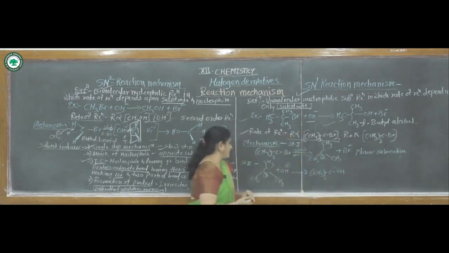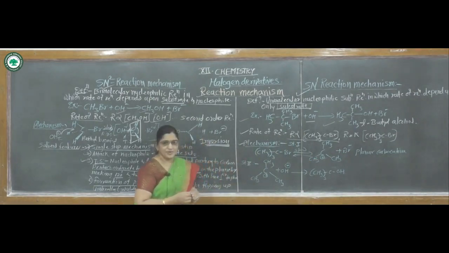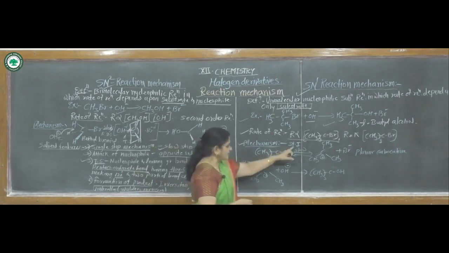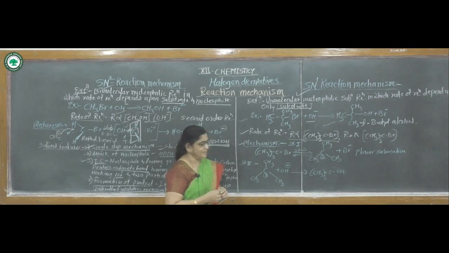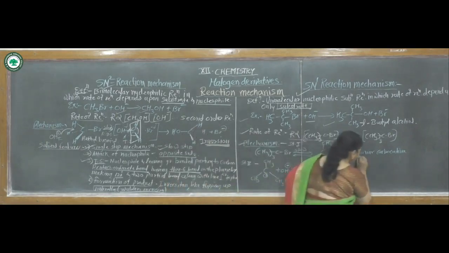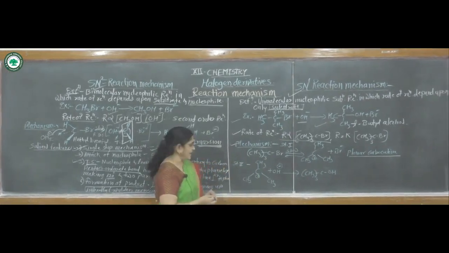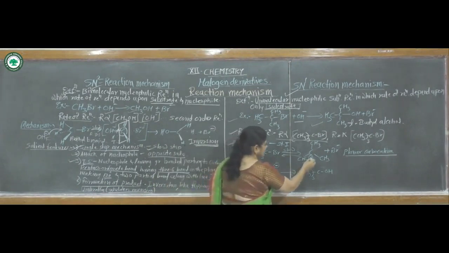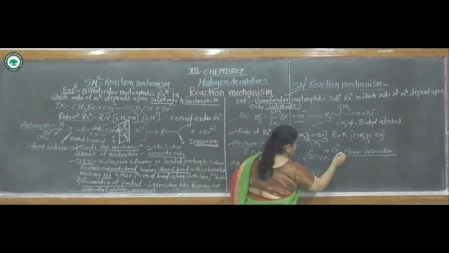Then the mechanism of this reaction is a 2-step mechanism. The first step is known as formation of carbocation. In the first step, it forms a planar carbocation. Hence the name of this step is formation of carbocation. In the first step, this tertiary butyl bromide forms a carbocation, here tertiary butyl carbocation, plus Br minus ion.